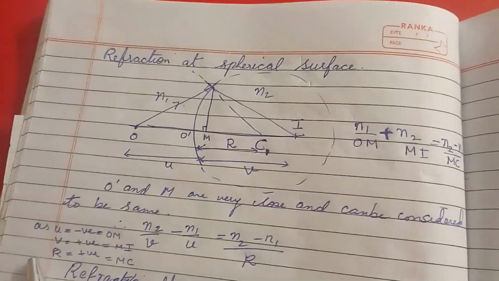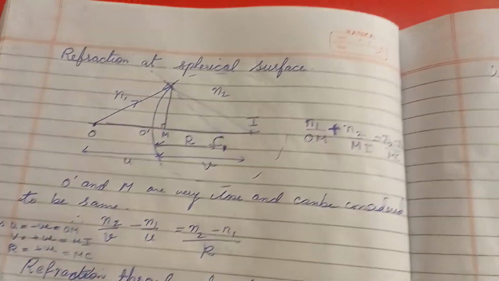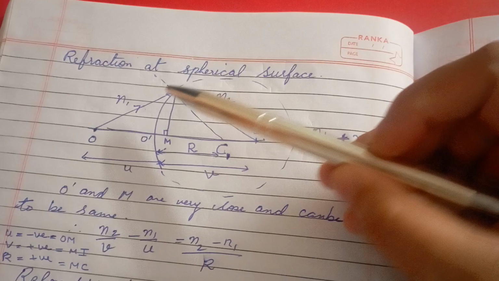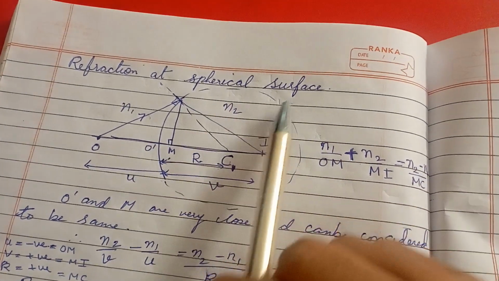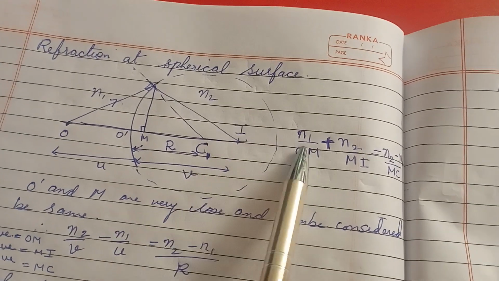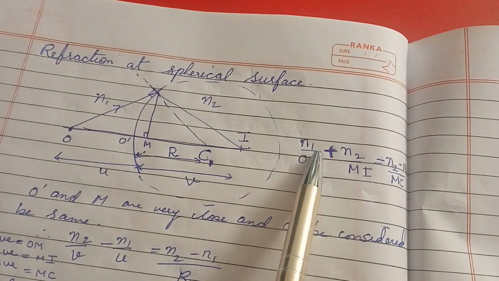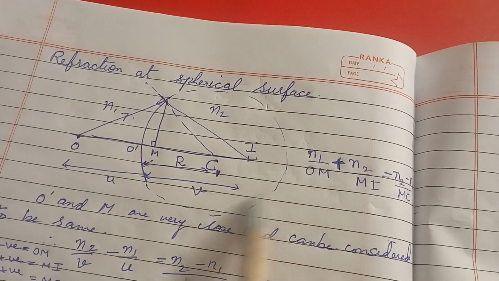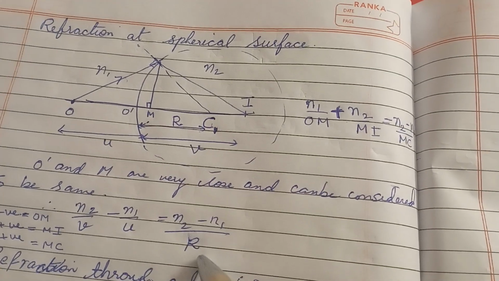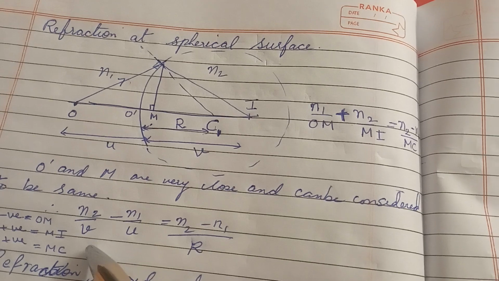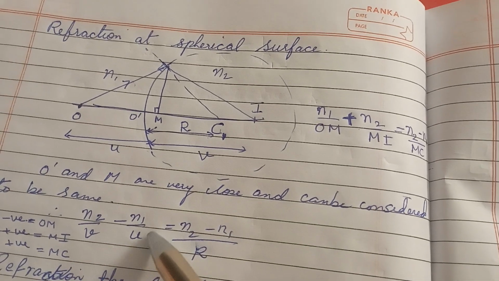Good morning students. Today we will study the topic Lensmaker's formula. So in the previous class we had studied the refraction at a spherical surface and we had found out a relationship between the refractive index and the radius of curvature with the distance of the image and the object.